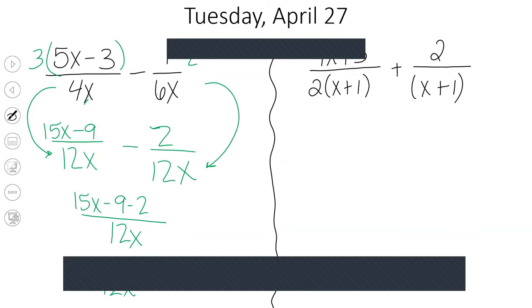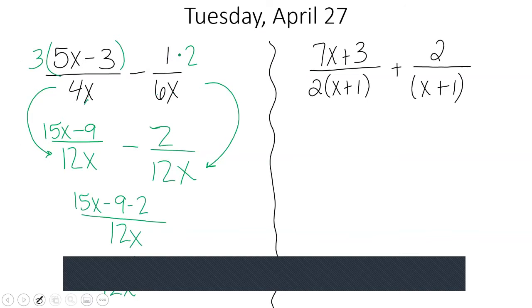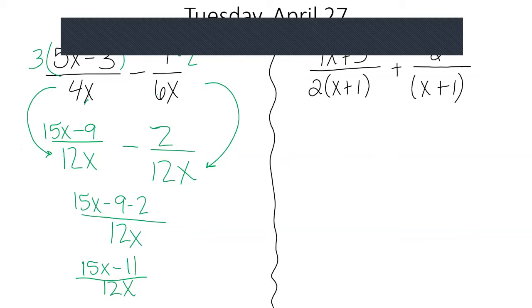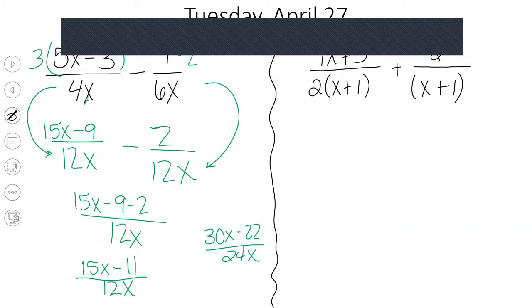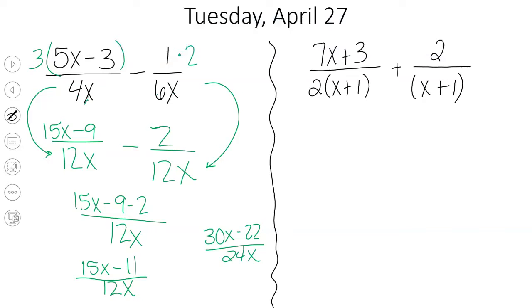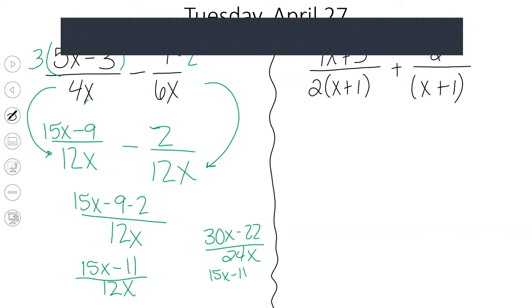If you use 24 instead, you would have gotten 30x minus 22 over 24x. But I can eliminate a 2 from there. Is that what you did, hopefully? Yes, okay. And you would end up with the same answer. So if you did this, you would divide them all by 2, which would give me the same thing. Okay, so no matter what, you should still get the same answer. Questions on number 1. You have to find a common denominator. Okay.